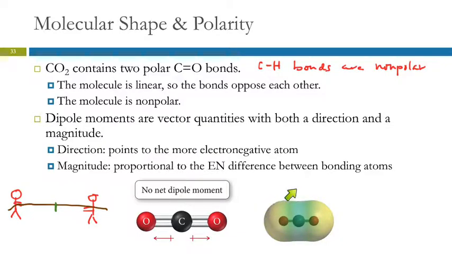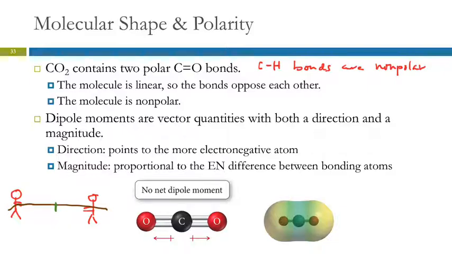So if we look at electron density for this molecule, there's a little bit less electron density in the center than there is on each end, but we don't have one end being more negative than the other. Does that make sense?